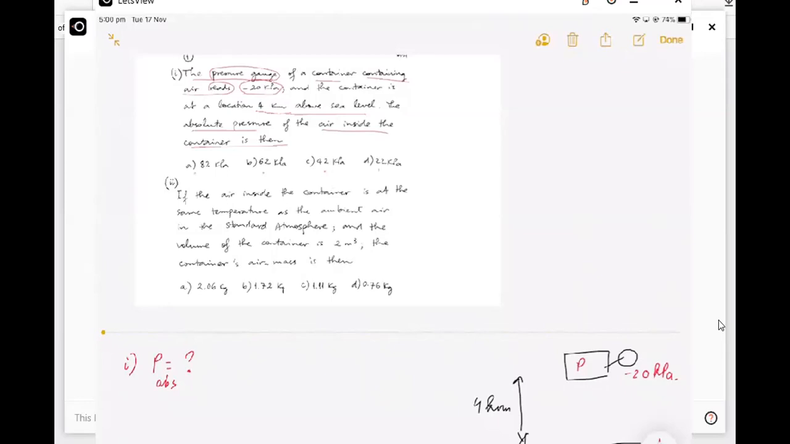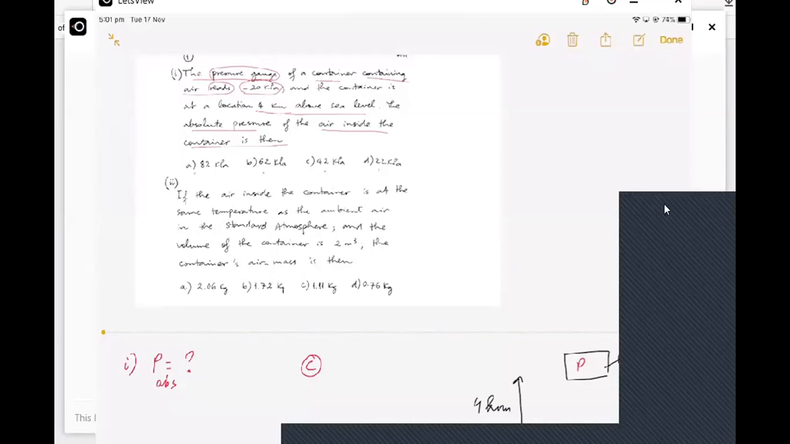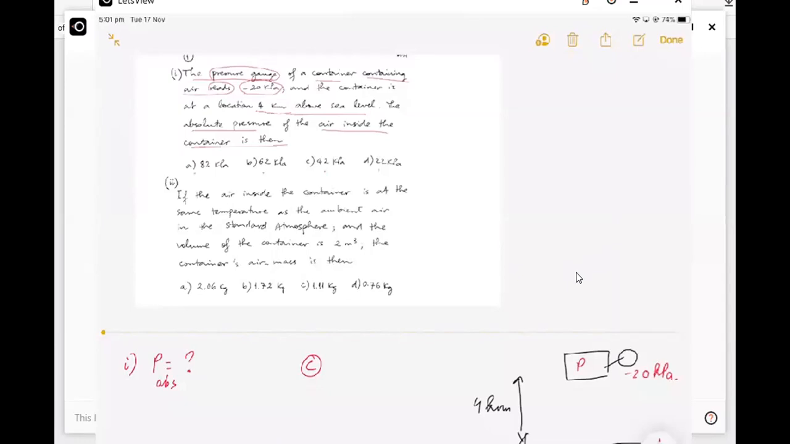C. Okay. We have one C. Anyone have a different answer? C, 42 kPa. Please show me the answer, online students. C. We have one C. Anyone have a different answer?